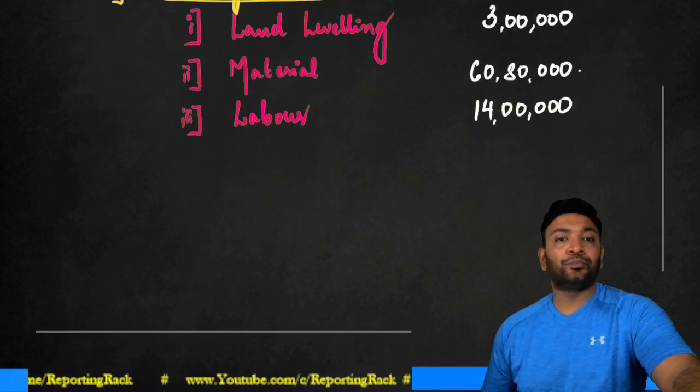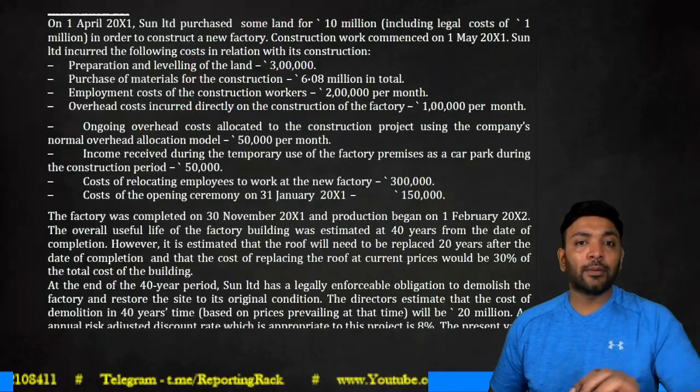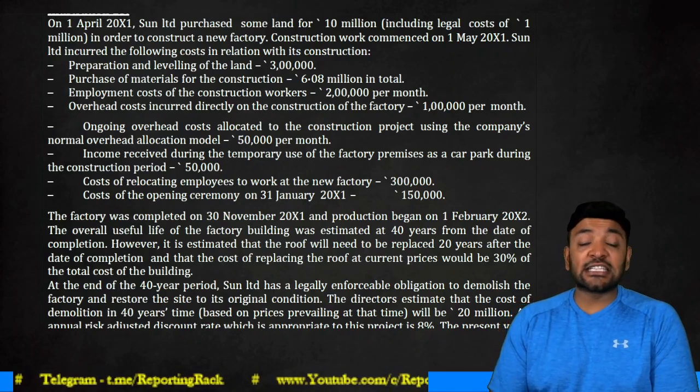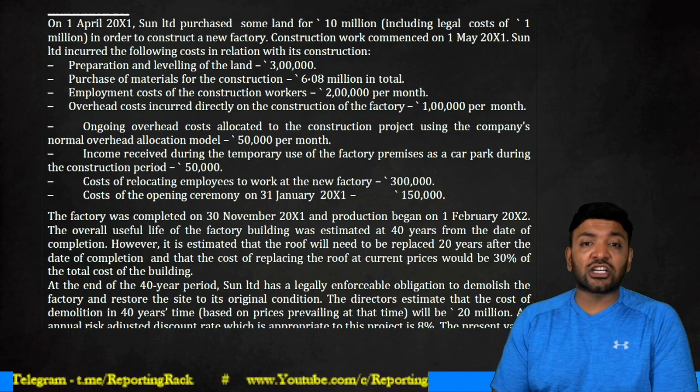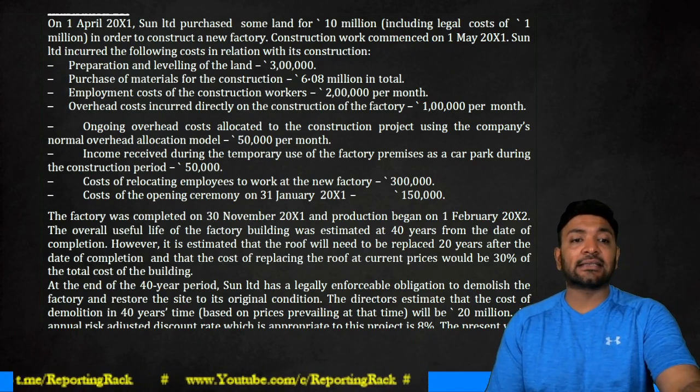Moving on. 4th one. Overhead cost, which is directly attributable to the construction of the factory, is 1 lakh rupee per month. So 7 months is 7 lakhs.